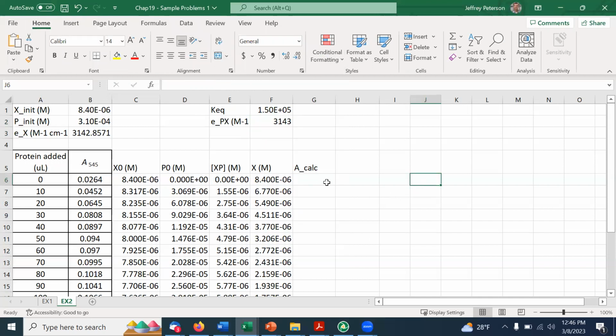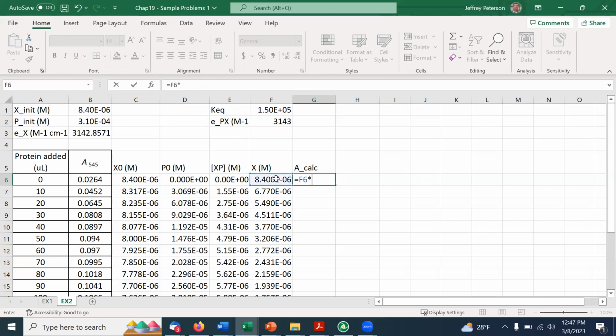Okay, I have everything I need, so I can calculate this value. The calculated absorbance is the concentration of X times the extinction coefficient. I want this to be constant, so I'm going to leave that the same. Plus the concentration of XP, that's this one, times the extinction coefficient of XP, that's this one. And again, I want that extinction coefficient to be constant, so I'm going to put the dollar signs in. This is looking pretty good at the initial set of conditions.